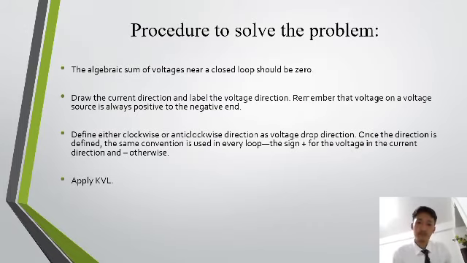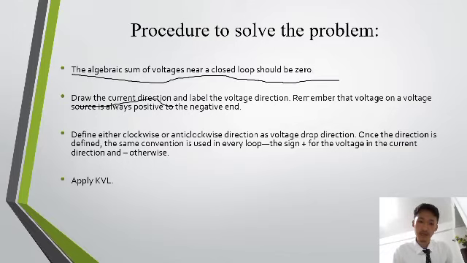Now, the procedure to solve the problem, specifically for Kirchhoff's voltage law. The algebraic sum of voltages around a closed loop should be 0. This is already given by the statement. Draw the current direction and label the voltage directions. Remember, the voltage across a voltage source is always positive to negative.